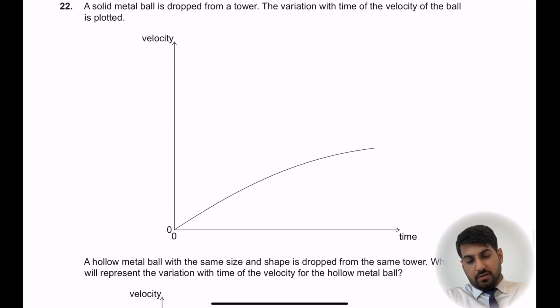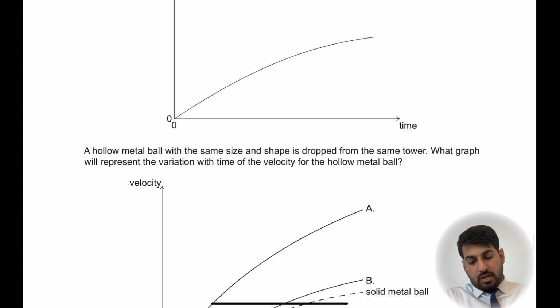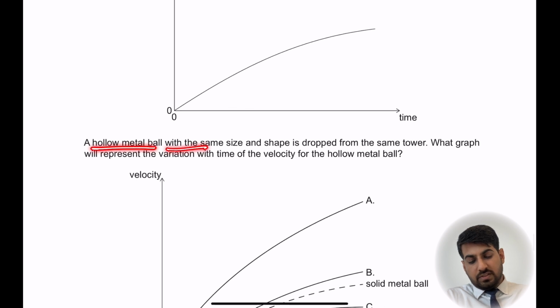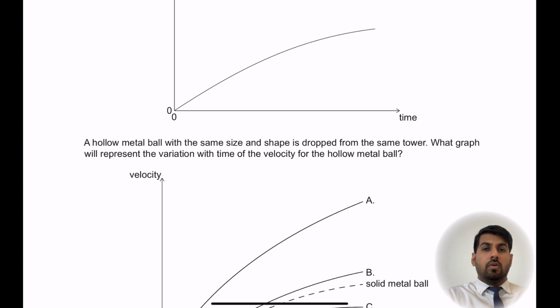Now question number 22. A solid metal ball is dropped from a tower. The variation with time of the velocity of the ball is plotted as given to you. Now, in the same way, a hollow metal ball with the same size and shape is dropped from the same tower. What graph will represent the variation with time t of the velocity of the hollow metal ball? Now we have to compare.